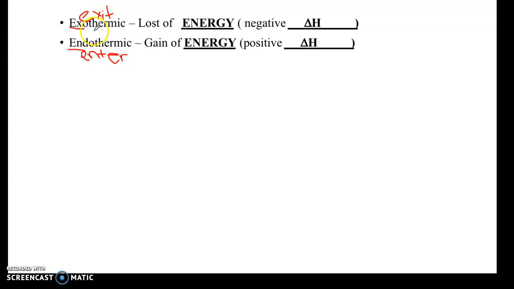So when we have an exothermic reaction, our energy is going to exit. Exo meaning exit, thermic meaning heat. So heat is exiting. Endo meaning enter, thermic being heat again. So heat is entering. Now when energy is exiting, it's going to exit from the product side. And then when energy is entering a reaction, it's going to enter from the reactant side.